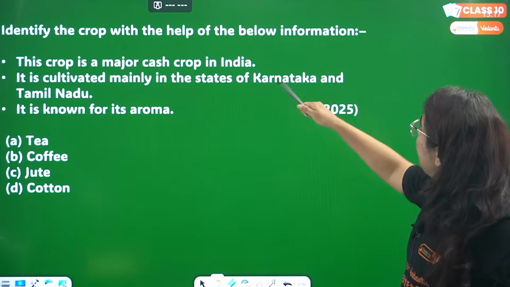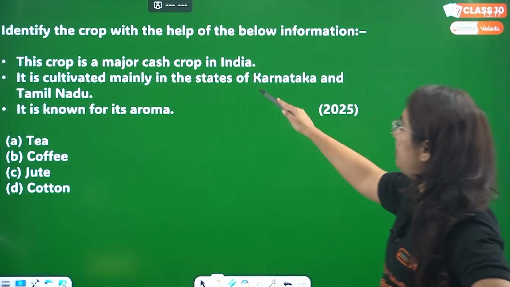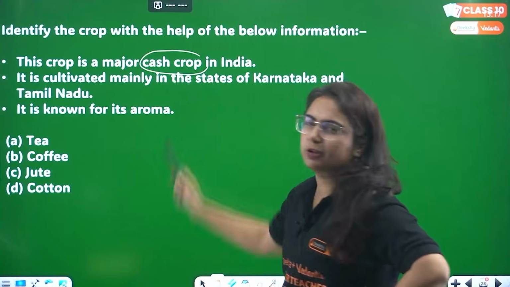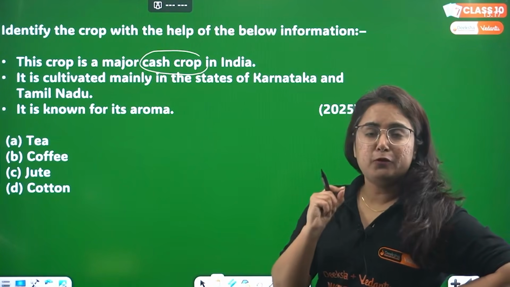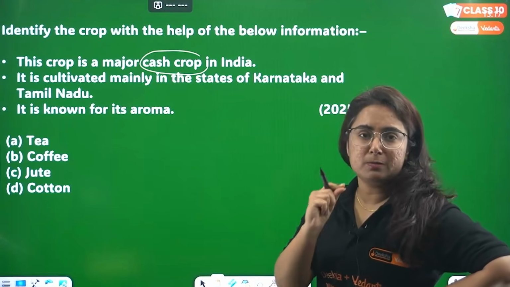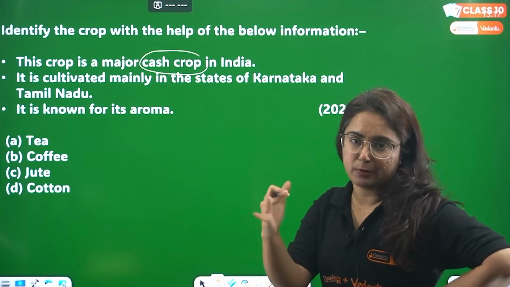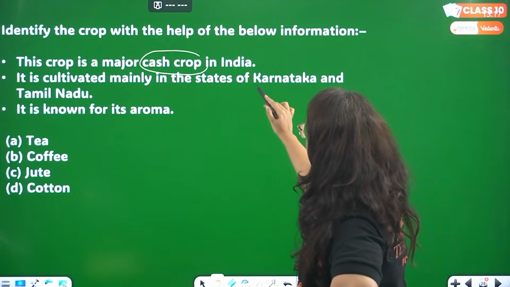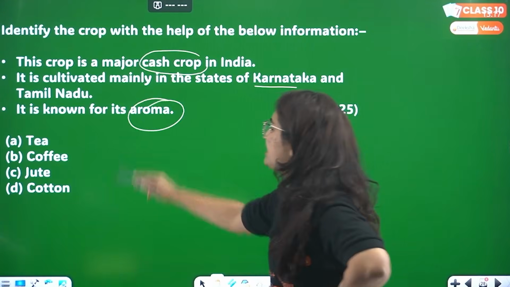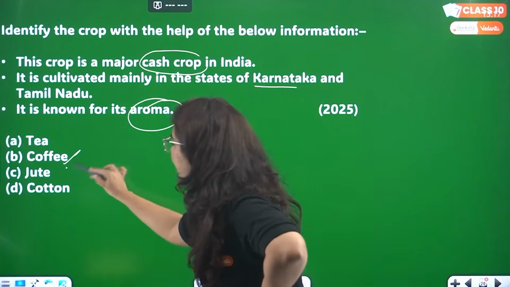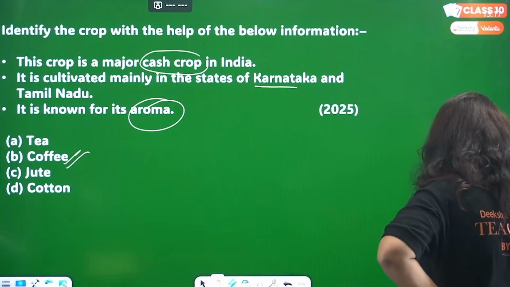Identify the crops with the help of the below information. This crop is a major cash crop in India. Okay, a cash crop is a type of crop which is solely grown for profit. Okay, commercial type. It is cultivated mainly in the states of Karnataka and Tamil Nadu. And it is known for its aroma. What is that, bhai? Coffee, for obvious reasons.